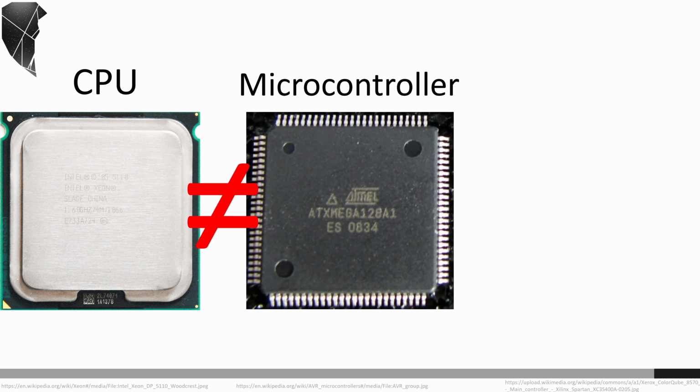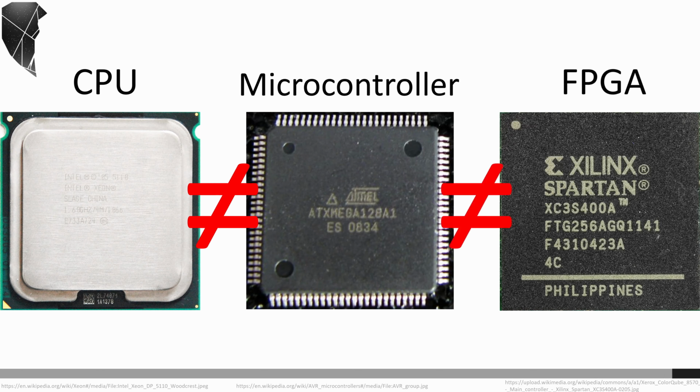And the next thing, which is very important, is to remember that the CPU does not equal microcontrollers. There's a big difference here. And it also does not equal the FPGA, even though the FPGA can be programmed to be one.